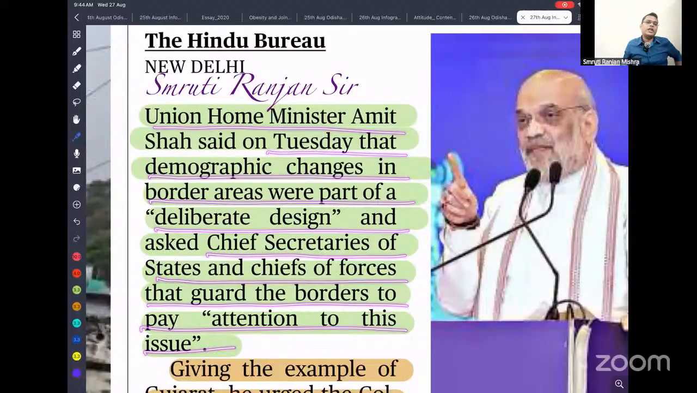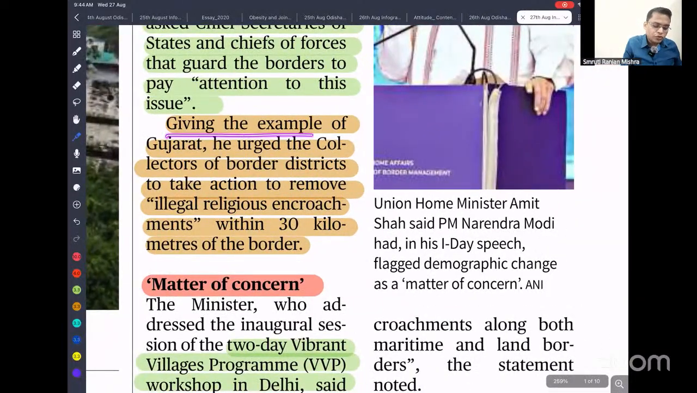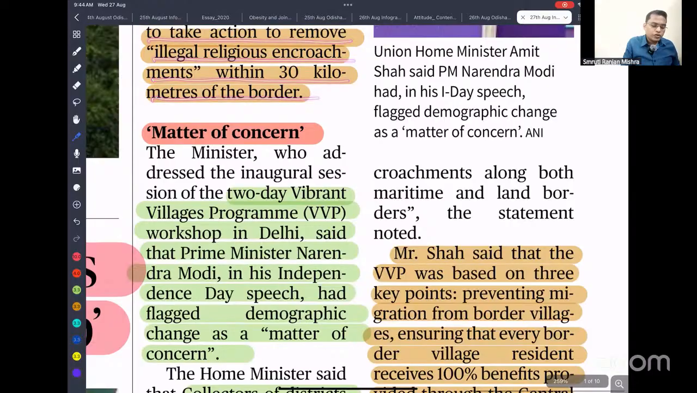We need to ensure that those who are guarding this border are very careful to prevent anyone coming there and capturing that land. We need to vacate them. Giving the example of Gujarat, he urged the collectors of border districts to take action to remove illegal religious encroachment within 30 kilometers of the border area. So it's a matter of concern.